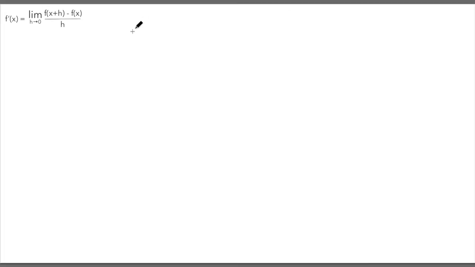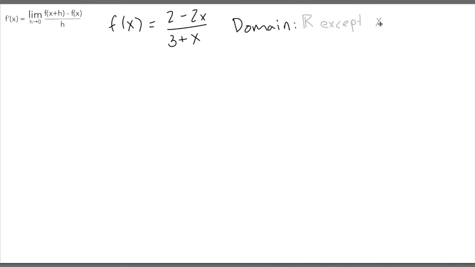The third example that I'm going to do is f of x equals 2 minus 2x over 3 plus x. I'm going to ask myself the same question. What is the domain? As I asked this question for the previous example. What is the domain? And it's all real numbers, except when x equals negative 3.